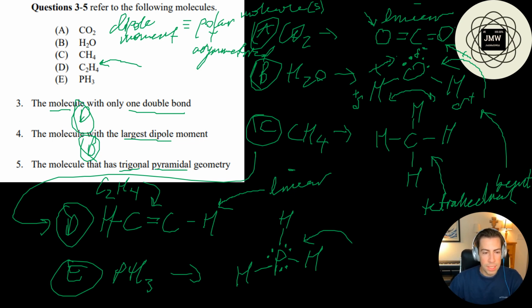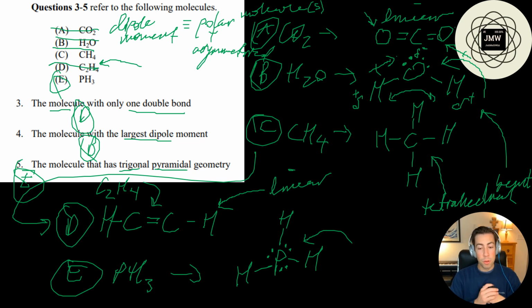So if these answer choices are all out, that only leaves me with answer choice E. And as you can see, this one will orient itself, based off of the repulsion of the lone pairs, so that we do get that trigonal pyramidal geometry. So therefore, the correct answer for 5 is going to be answer choice E. So we're going to have 3 is answer choice D, 4 is B, and 5 is E. And those are all the correct answers.